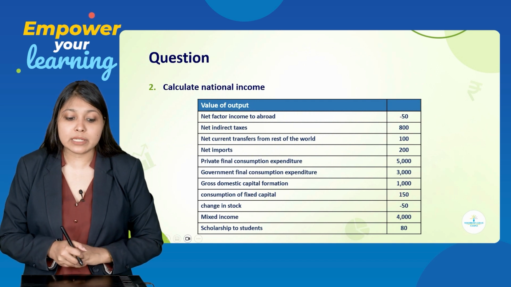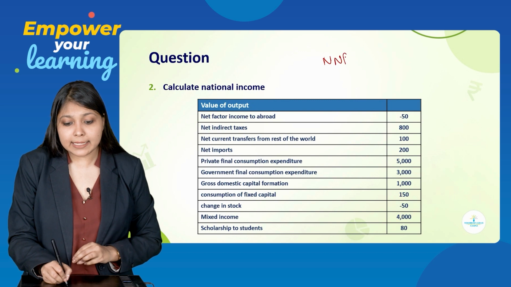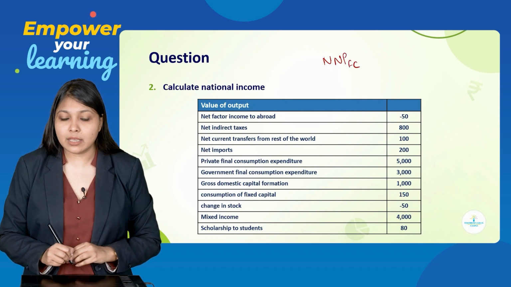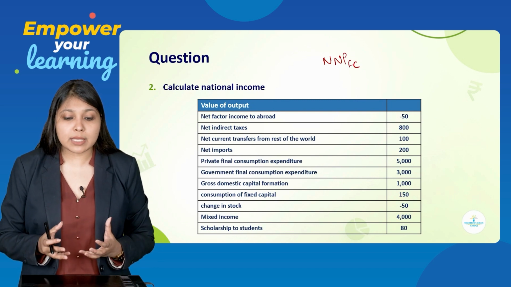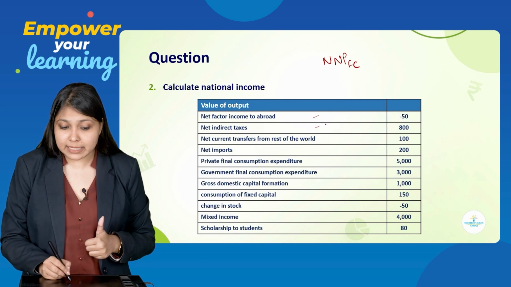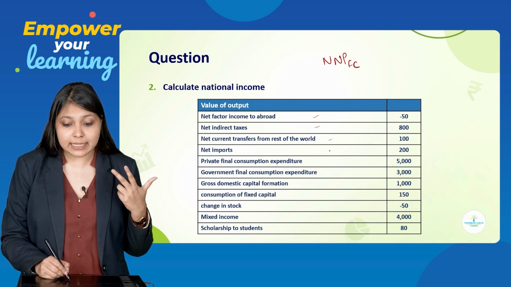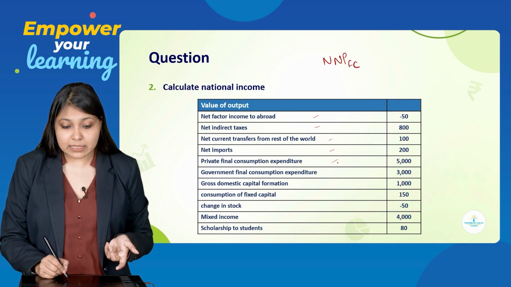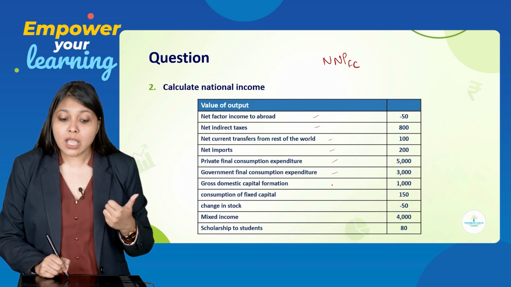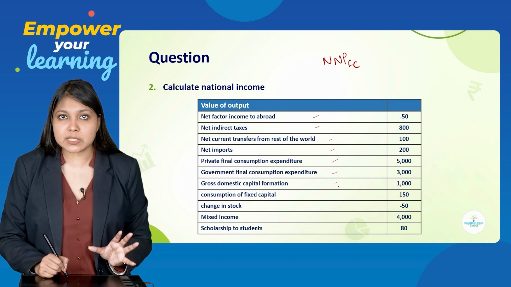Here we have to calculate national income. It is nothing but NNP at FC. A lot of information is given to us over here, like net factor income to abroad, net indirect taxes, net current transfers from rest of the world, net imports, private final consumption expenditure, government final consumption expenditure, gross domestic capital formation. So here directly they have given you gross domestic capital formation.